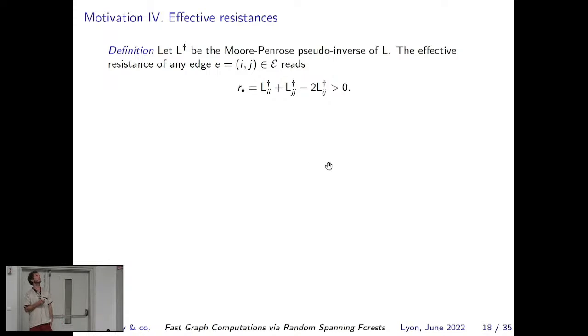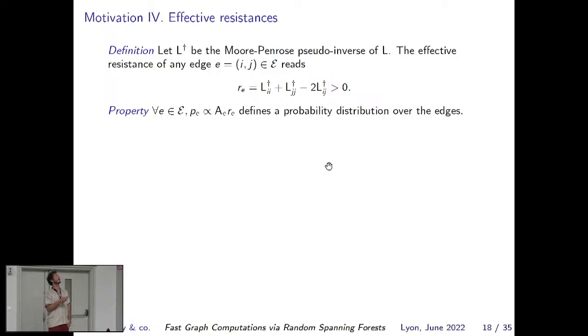Okay, effective resistances. First, the definition. L dagger here is the Moore-Penrose pseudo-inverse of L. And the effective resistance is just a definition. It comes from an interpretation of the network as an electrical network. The effective resistance of any edge is defined like this. So it's the ith entry of L dagger plus the jth diagonal entry of L dagger minus 2 times the entry of L dagger that is in i and j.